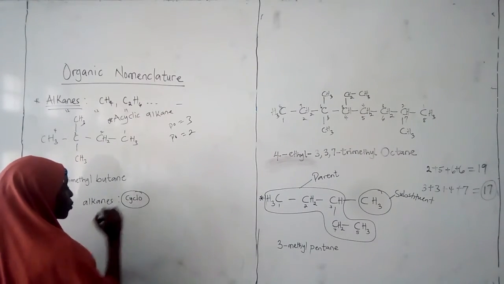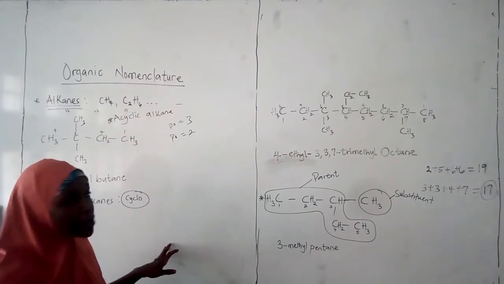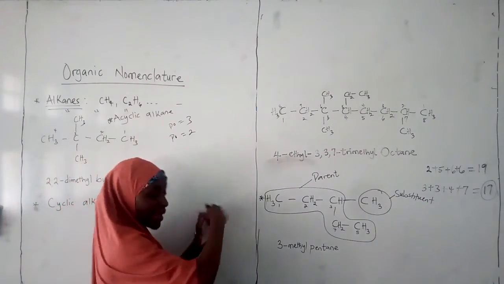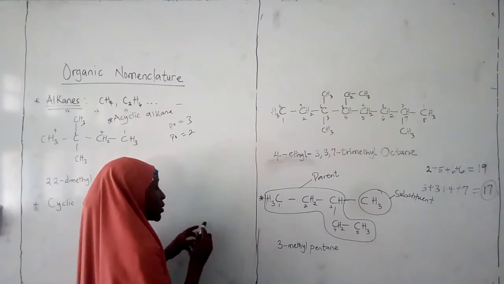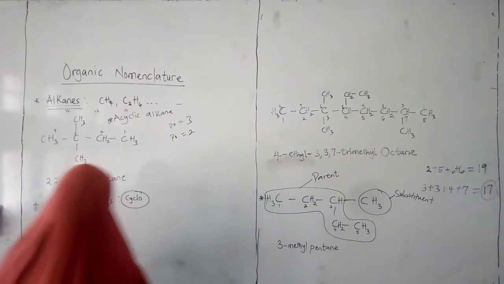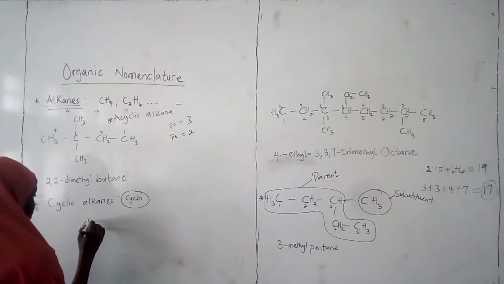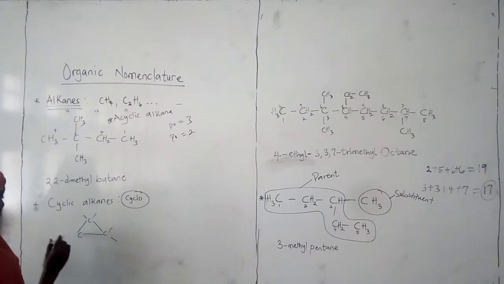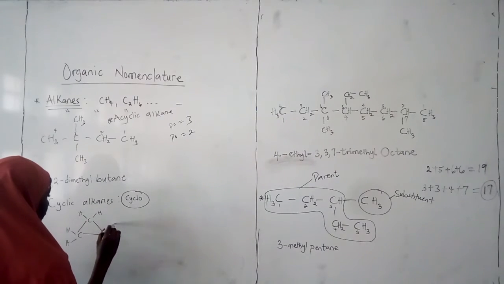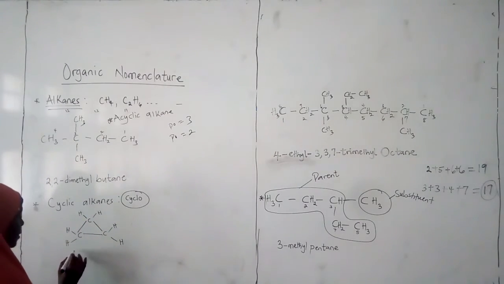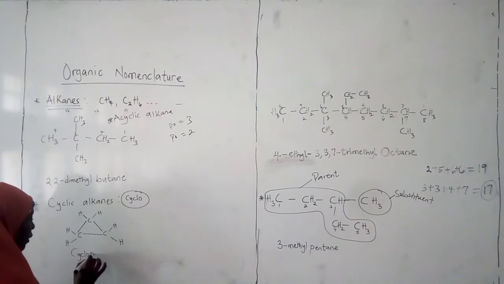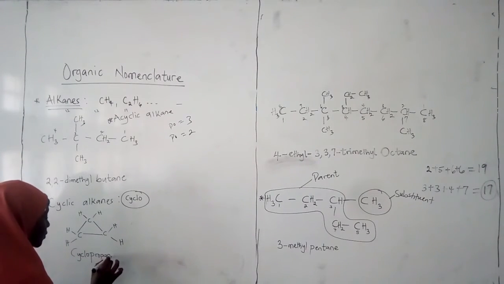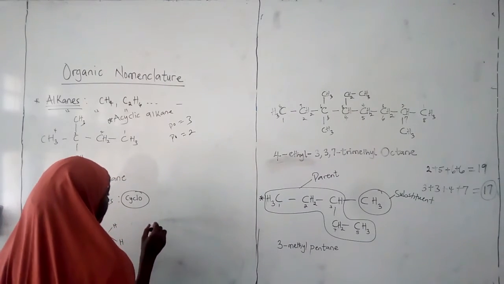Now for the cyclic alkenes, we have cyclo. The prefix cyclo is added before the name of the alkane. If it is a propane and it's a cyclic alkane, a cyclic propane, I want to say this is what? A cyclopropane. Just like this. Have something like this. Now this is what? A cyclopropane.